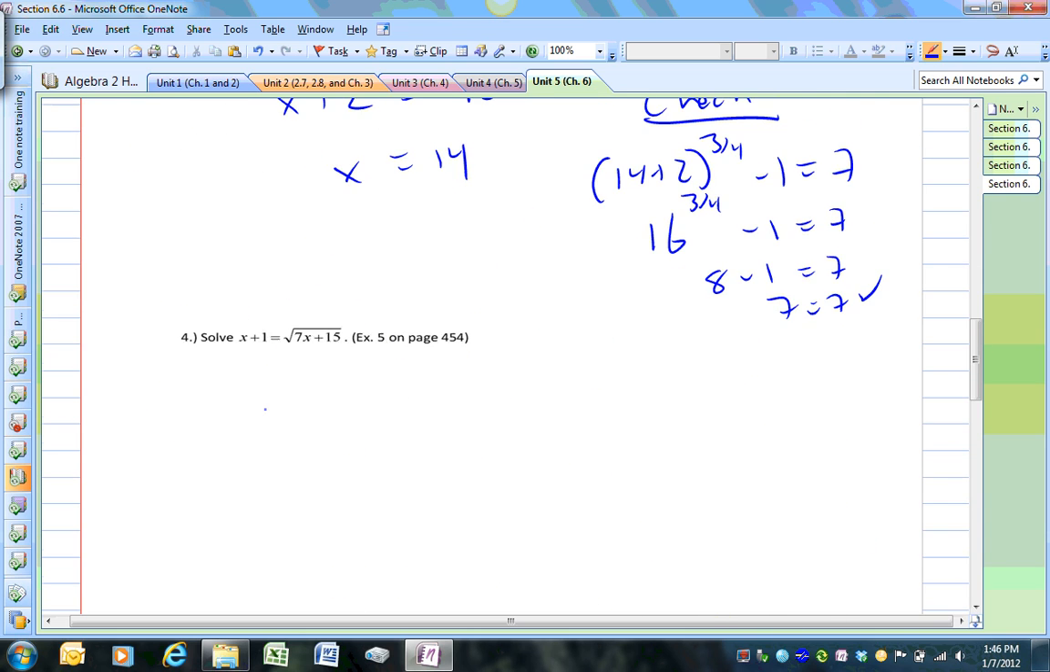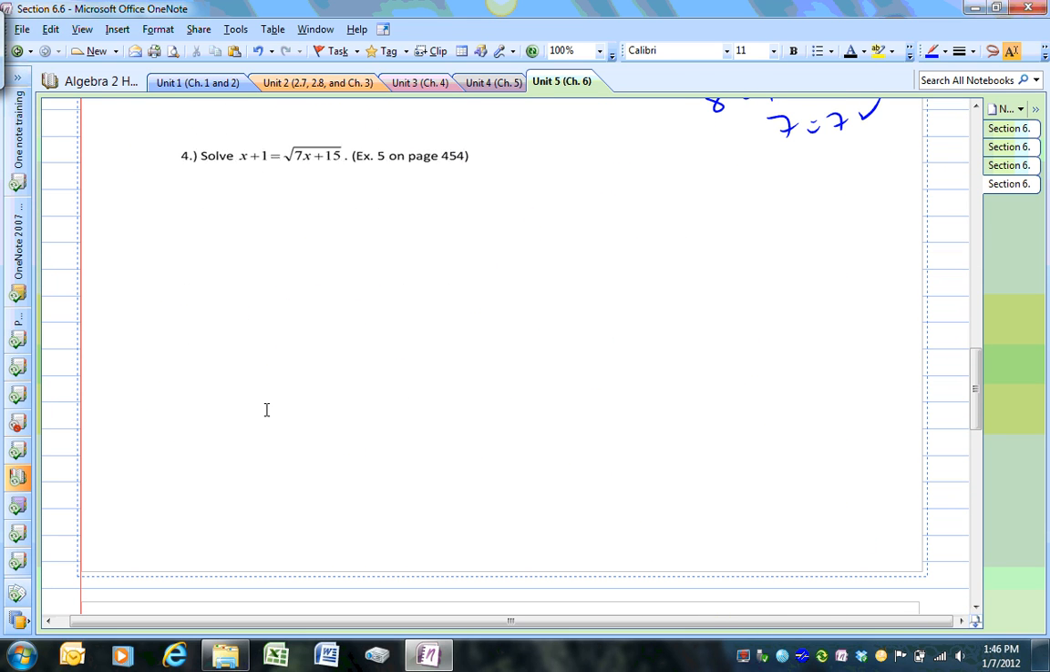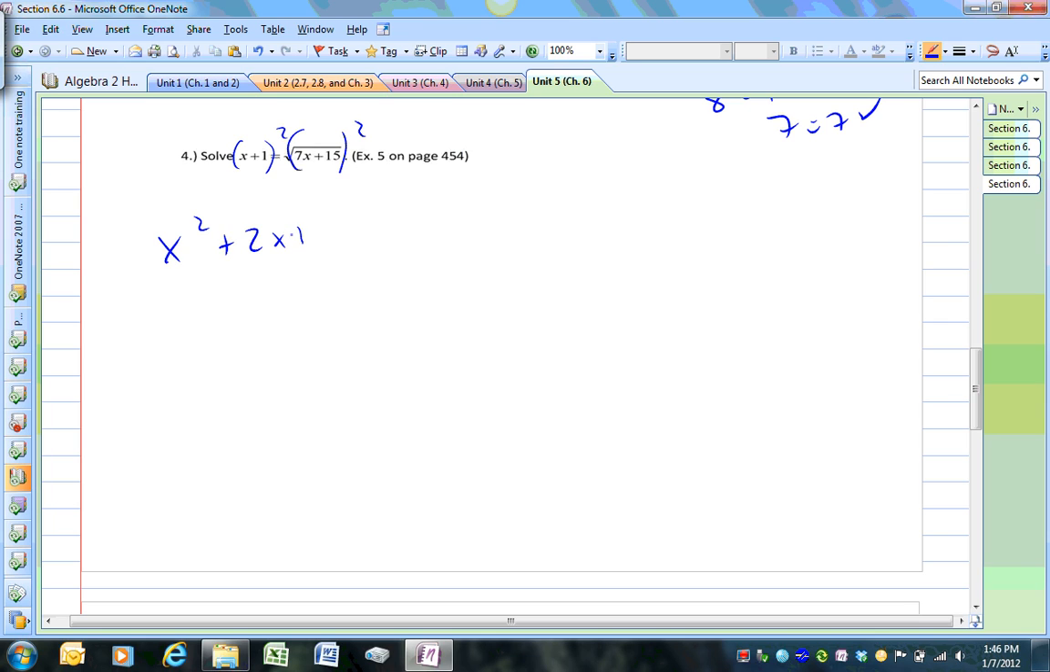Okay, a couple more, and we're done. Now here we actually have a square root. So we're going to square both sides. Now be careful. You've got to FOIL the left side. So please do not make this mistake. Do not say that x plus 1 squared is x squared plus 1. That is a huge, huge error. You must FOIL x plus 1 with itself. And of course the right side is 7x plus 15 because you have the square root, and the square gets rid of the square root.